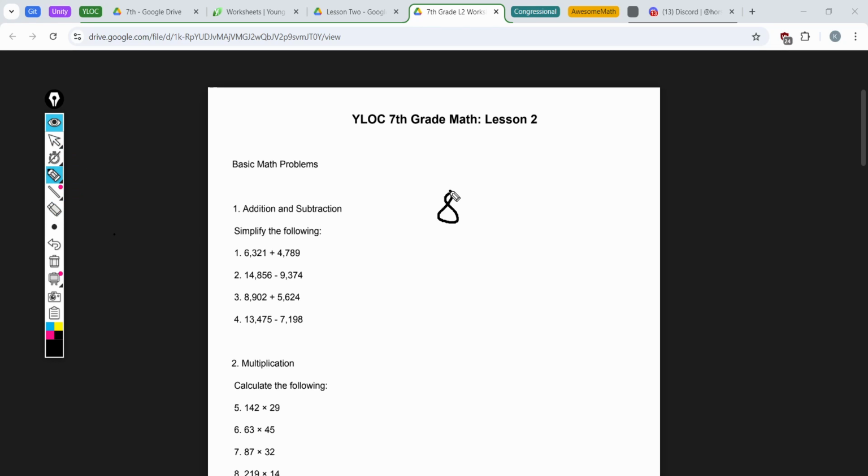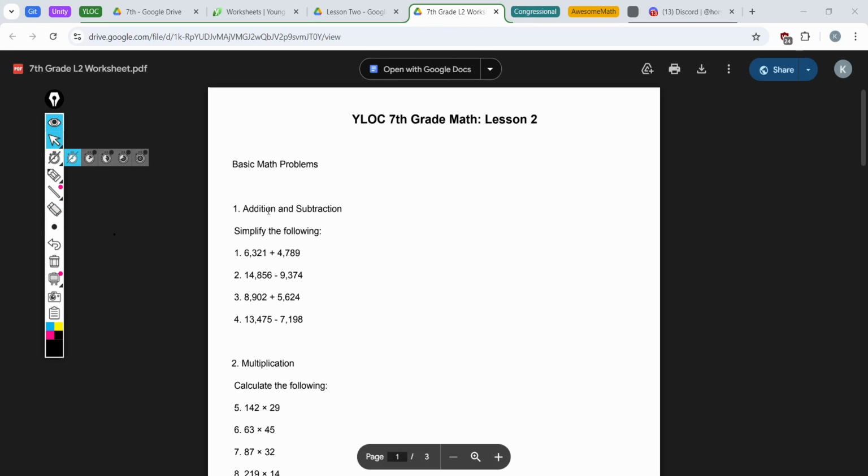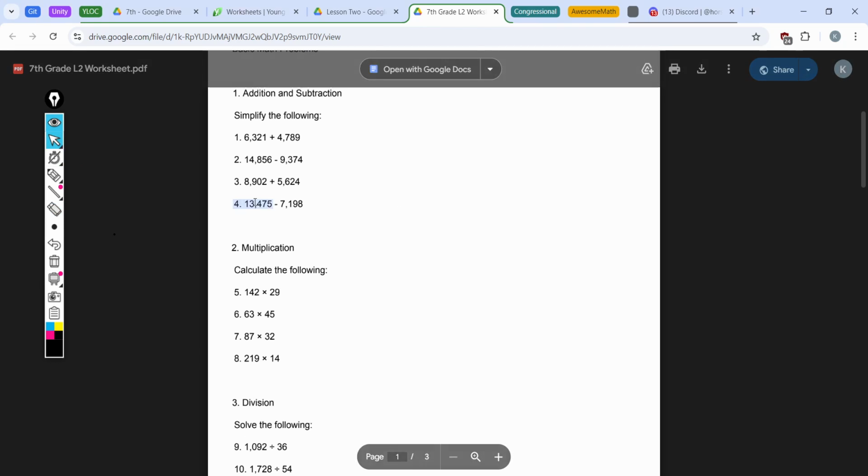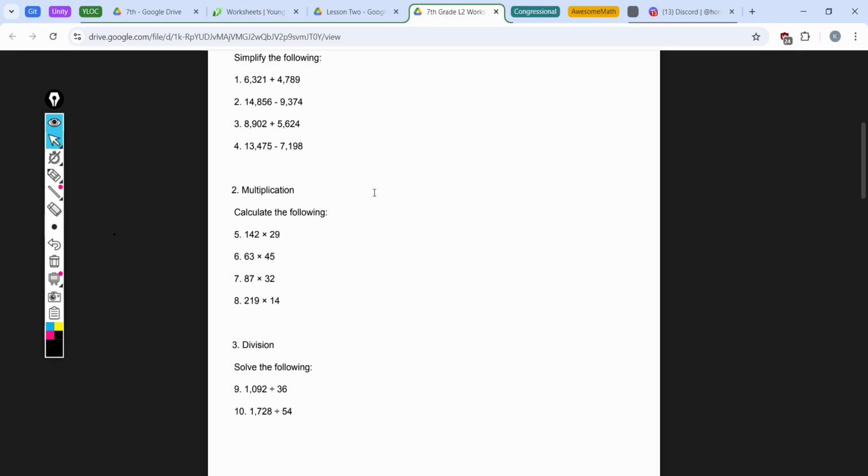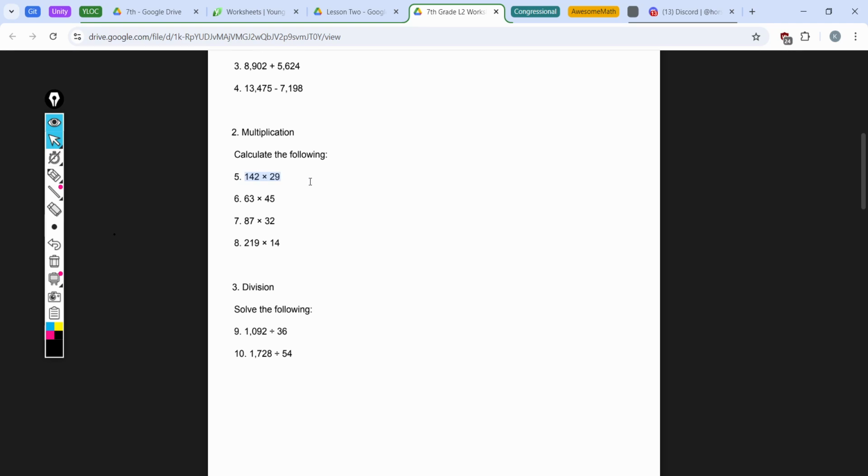Next we have 8,902 plus 5,624. We can add that the same way. 2 plus 4 is 6, 0 plus 2 is 2, 9 plus 6 is 15, carry the 1, 1 plus 8 plus 5 is 14, carry another 1. So I went kind of fast there, and that was on purpose. This is pretty simple math, so you should be able to do it very quickly. I'll skip the last one and just move on to the next section, which is multiplication.